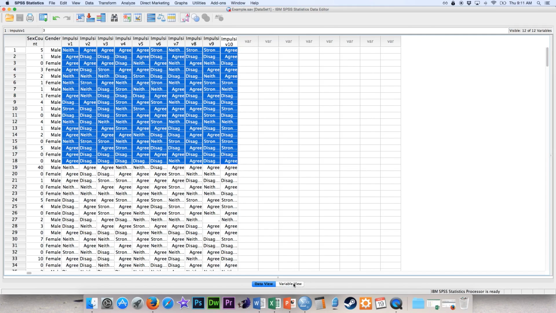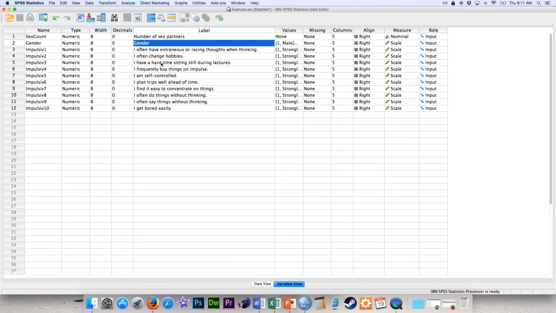So the first thing I want to do with this scale is figure out if any of these items need to be reverse scored. Most of these items have to do with high impulsivity, like "I often have extraneous or racing thoughts." But there's a few in here that do need to be reverse scored because they imply low impulsivity. So for example, this one, "I am self-controlled." That should be low impulsivity, so that needs to be reverse scored. So I'm just going to start by putting a little underscore R right there.